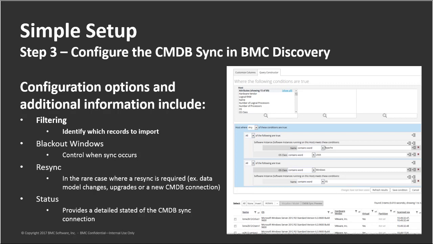If, for example, you don't want to import a certain class or a certain subset of records, you can define a pretty complex query here to filter them out. There's also a blackout window option. The blackout window simply allows you to identify when you don't run the sync. The sync is a continuous sync, but if there's certain windows where you don't want to run it, you have that control. Again, I don't think this is something that very many customers will use.